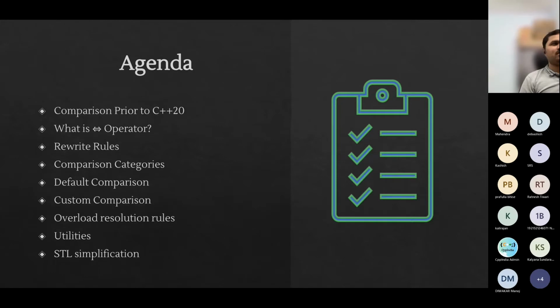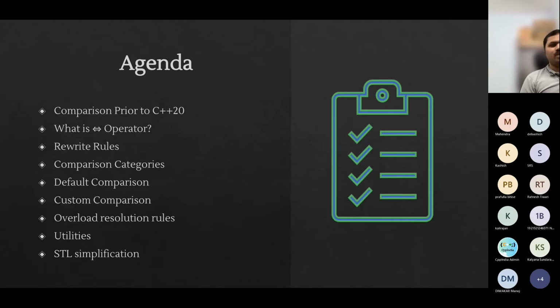We'll first see what the comparison is prior to C++20. Then we'll talk a little bit about what the spaceship operator is. Then there is something called rewrite rules. Then there are different comparison categories. Then we'll touch upon default comparison a little bit. Then we'll go into the custom comparison. There we'll spend a little bit more time. Then we'll go on to overload resolution rules.